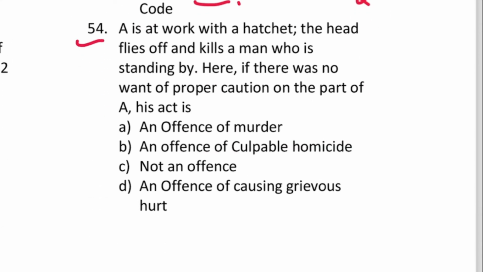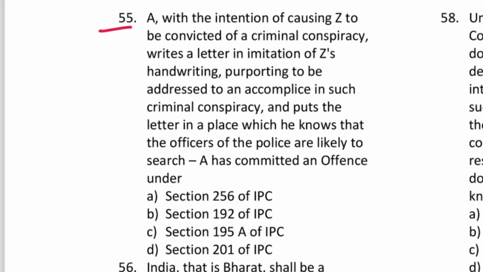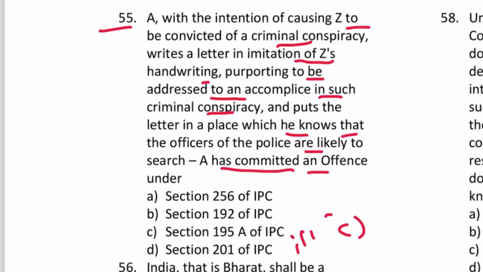Next is 54. A is at work with a hatchet and the head flies off and kills a man who is standing by. Here, if there was no want of proper caution on the part of A, his act is not an offense. C is the answer. And this is an accident and it will fall under the general exceptions, chapter 4, and section 80 of IPC. Next 55. A, with the intention of causing Z to be convicted of a criminal conspiracy, writes a letter in imitation of Z's handwriting purporting to be addressed to an accomplice in such a criminal conspiracy, and puts the letter in a place which he knows that officers of the police are likely to search. A has committed an offense of fabricating false evidence, and this is illustration C in section 192 IPC. So B is the answer.